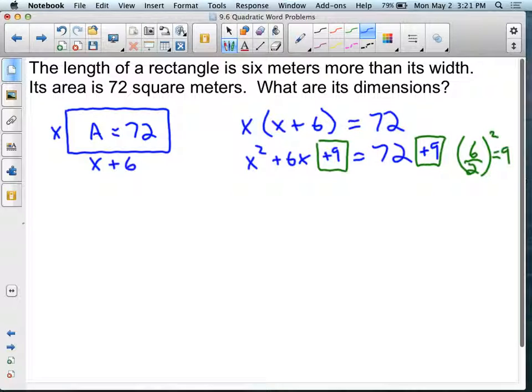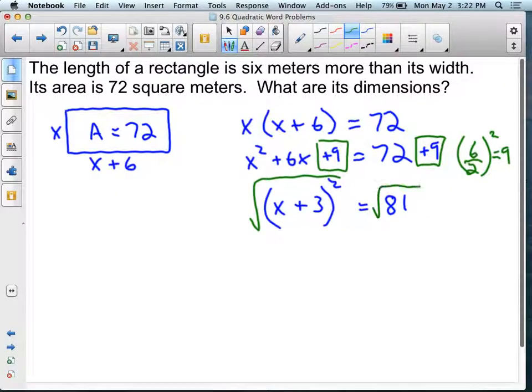So now remember that when we complete the square, we can write it as a perfect square trinomial. 72 plus 9 is 81. Oh, I like where this is going because 81 is a perfect square. So now when we factor this x squared plus 6x plus 9, we factor by some square roots. Square root of x squared is x. Square root of 9 is 3. Or maybe you take half of 6. That's good.